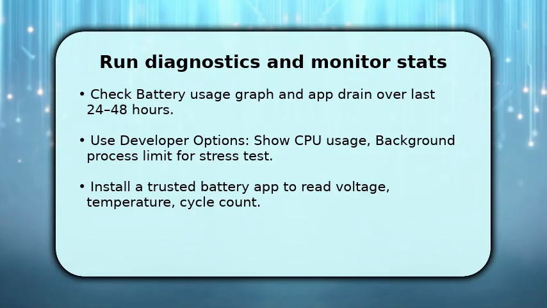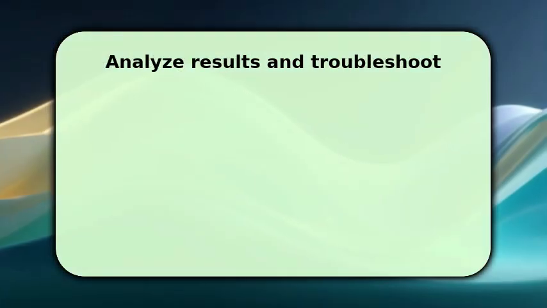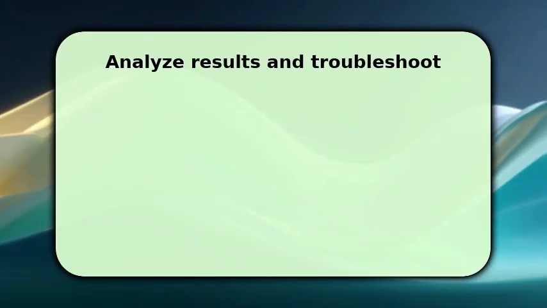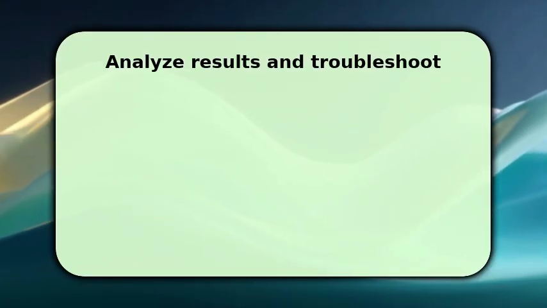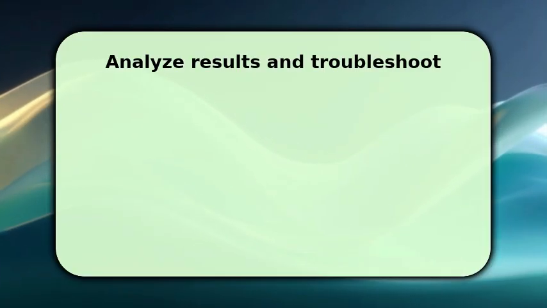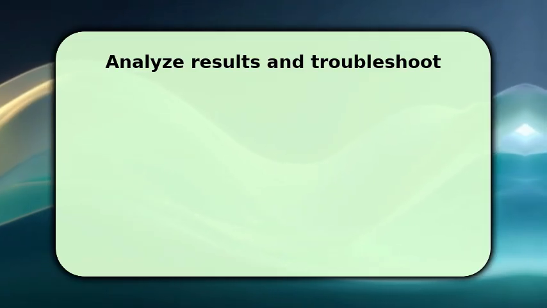You finish by analyzing results and completing corrective actions. Compare reported capacity and cycle count against expected values. A capacity loss greater than 20% typically means replacement is needed.